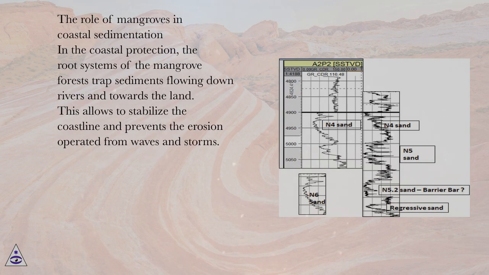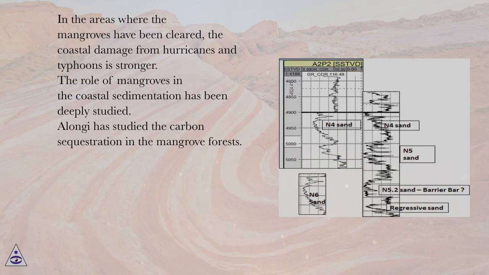The role of mangroves in coastal sedimentation. In the coastal protection, the root systems of the mangrove forest trap sediments flowing down rivers and towards the land. This allows to stabilize the coastline and prevents the erosion operated from waves and storms. In the areas where the mangroves have been cleared, the coastal damage from hurricanes and typhoons is stronger. The role of mangroves in the coastal sedimentation has been deeply studied.